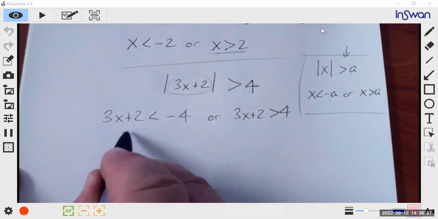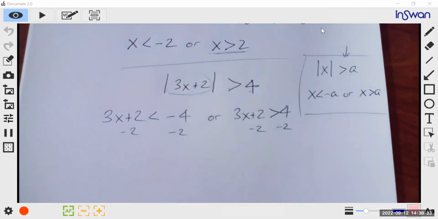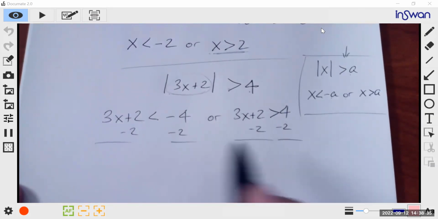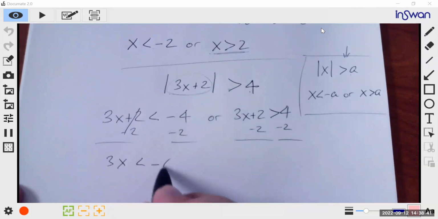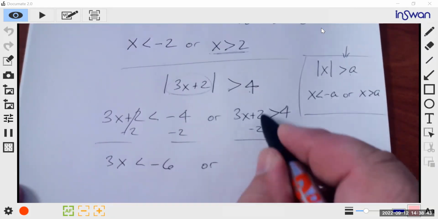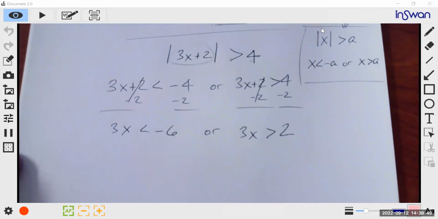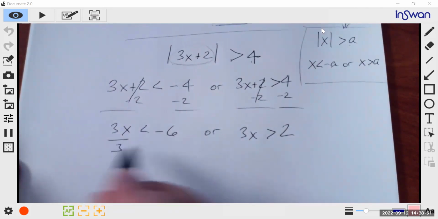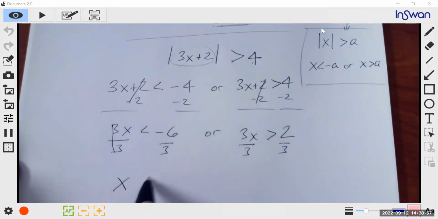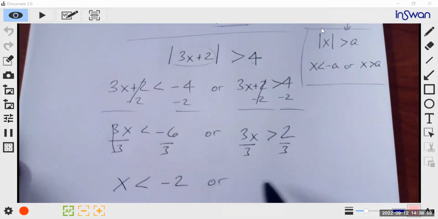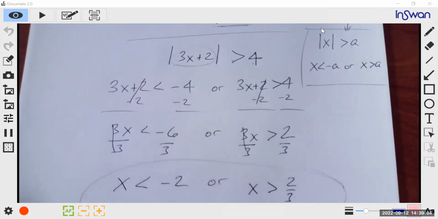Subtract 2 across the board. -4 minus 2 is -6. 4 minus 2 is 2. Then divide by 3. X is less than -2, or x is greater than 2/3. Those are my answers.